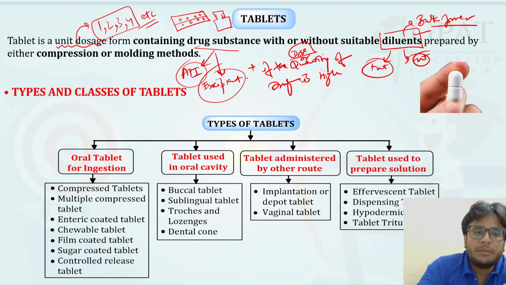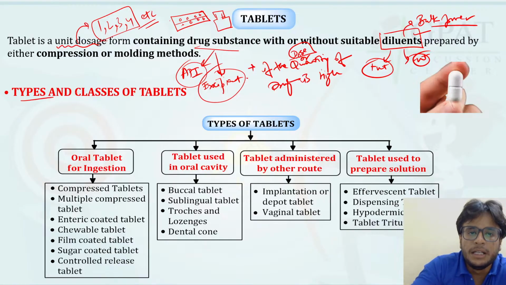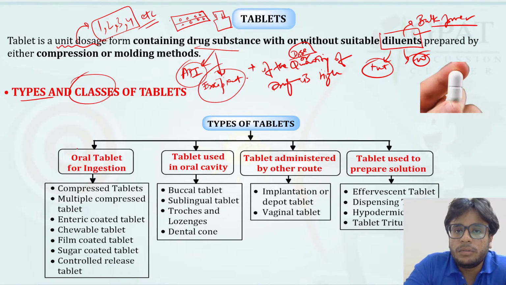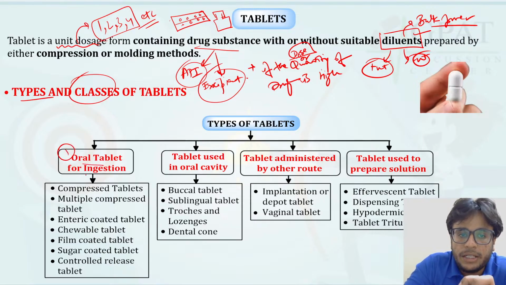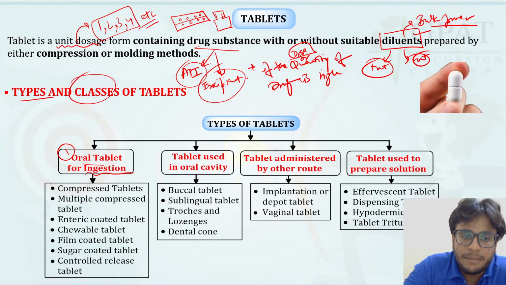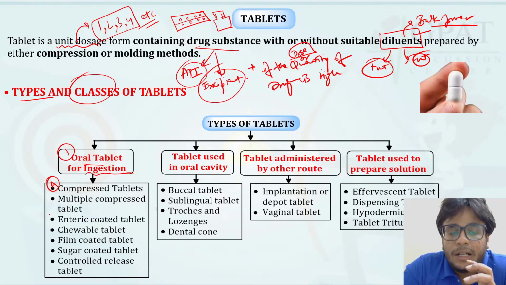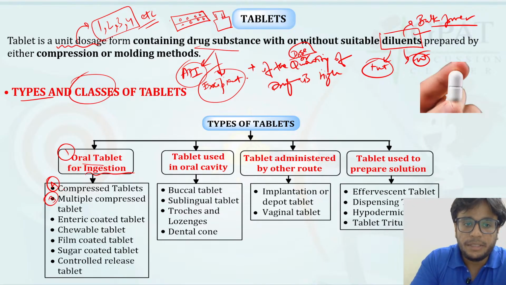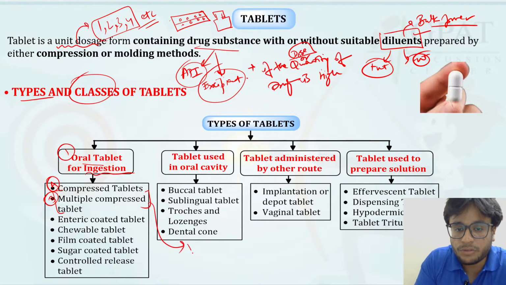Then we discuss the types and classes of tablets. The most commonly used tablets present in the market, 90% of the tablets, are orally ingested tablets. We mainly take these kinds of tablets through our mouth. So first comes the compressed tablet. We can also say that it is a kind of direct compressible tablet. And then we come to the multiple compressed tablet. The multiple compressed tablet is mainly manufactured by an apparatus that is known as Versapress.